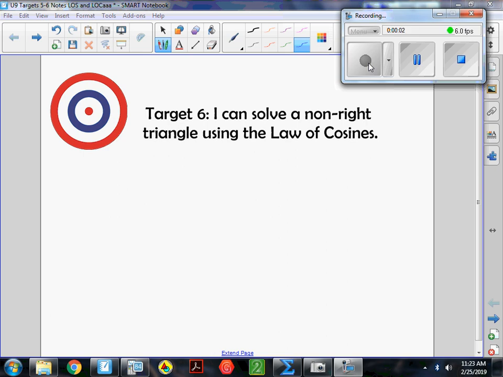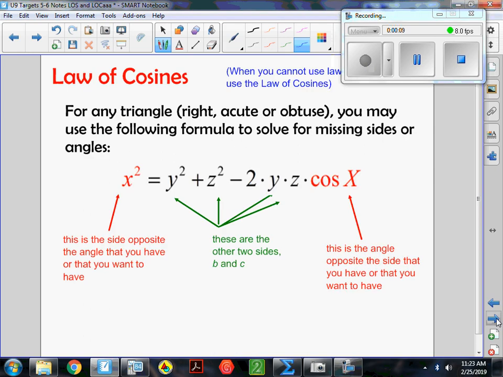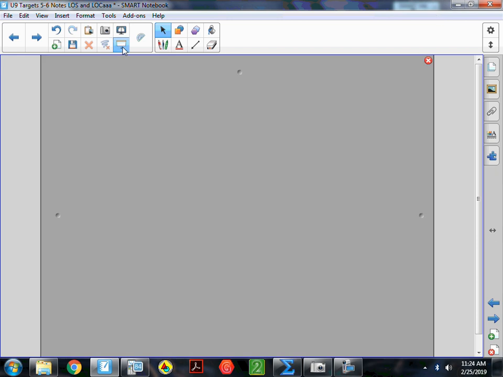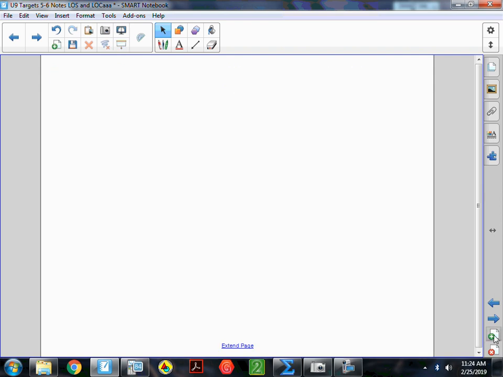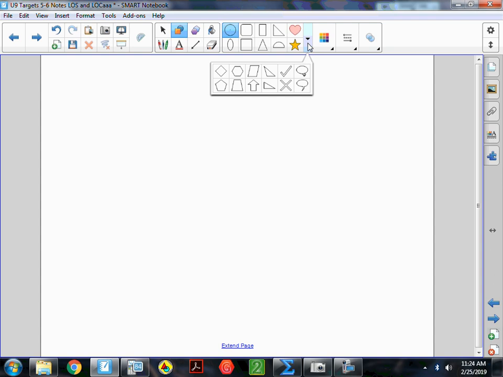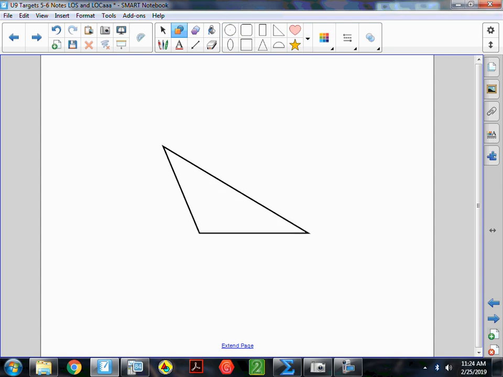Okay, this is Unit 9, some notes on Target 6 using the law of cosines. You can use the law of cosines anytime that you are not using the law of sines. Remember that we know when we can use the law of sines based on the triangle that we have. Doesn't matter what kind of triangle it is.